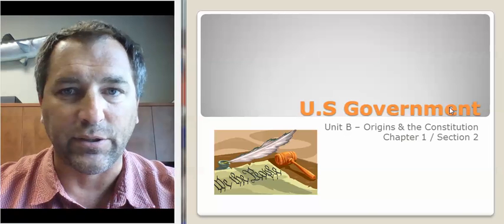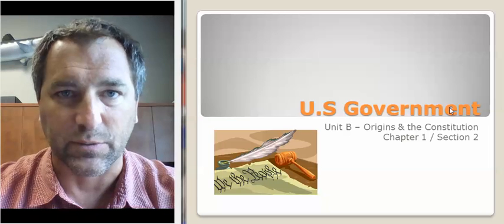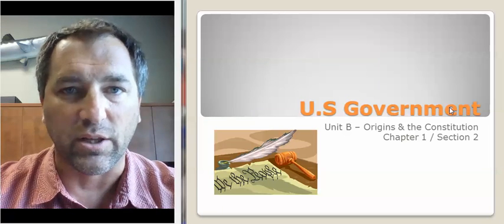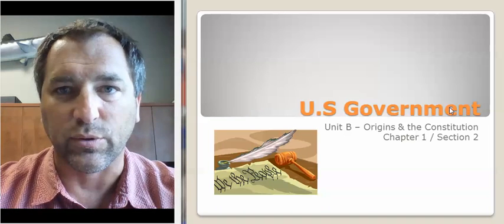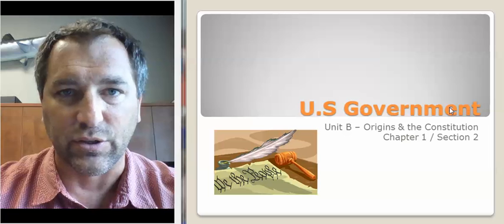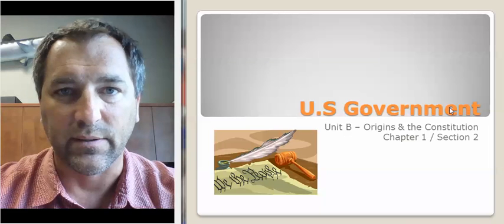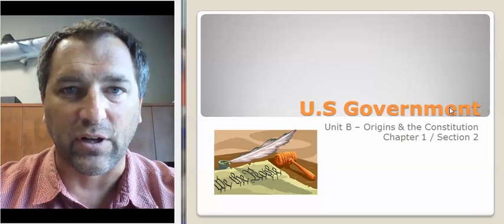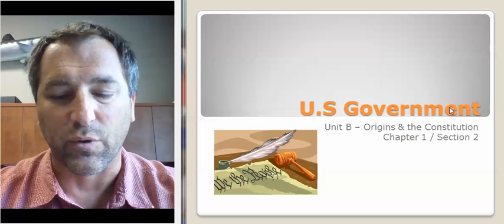Now that we've completed Unit A, Unit B covers Chapter 1, Section 2 of the textbook, as well as Chapter 1, Section 3, as well as all of Chapter 3. So the ending of Chapter 1, we're skipping Chapter 2, and of course all of Chapter 3 will be included in this Unit B. Today we're going to follow along a brief lecture on Chapter 1, Section 2 on the Origins and Constitution. So if you'd like to follow along in your textbook, Chapter 1, Section 2, and if you printed out the outline for the PowerPoint.